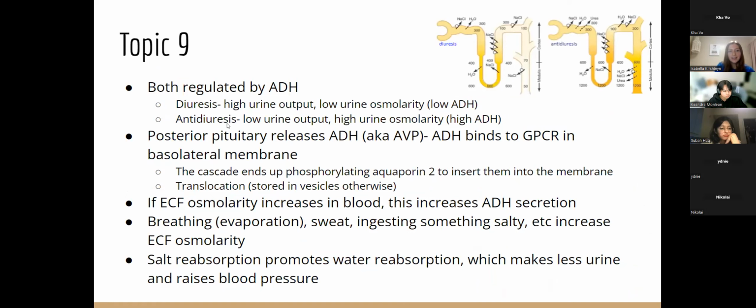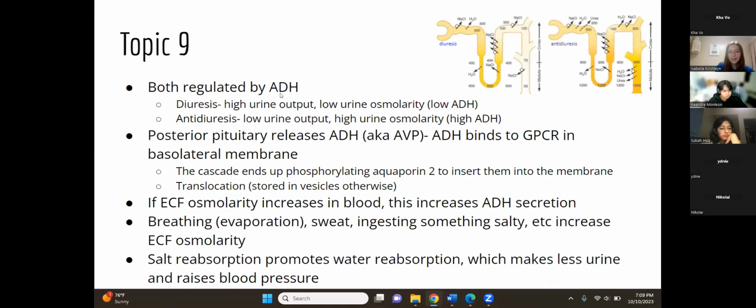So diuresis and antidiuresis are both regulated by ADH. Diuresis is a high urine output with a low urine osmolarity. This would probably be something where you drank a lot of water and there's low ADH secreted during this time because you don't want to reabsorb so much water.